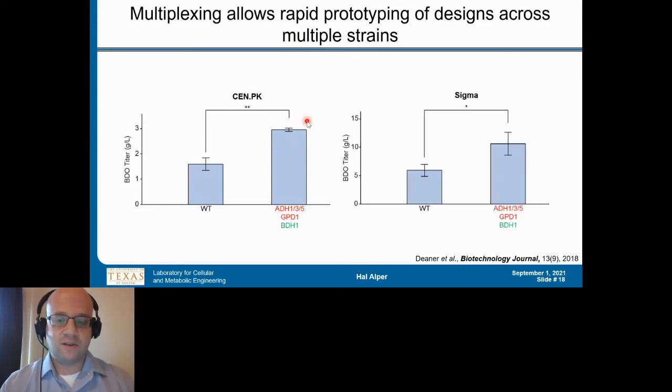in this case, the Sigma strain, we get almost that same fold improvement, but we get a very different y-axis here, right? So here the baseline is sitting above 5 grams per liter, and we're getting above 10 grams per liter production of BDO. Same pathway design, same guide RNA design, just putting it into a slightly different yeast strain. So this really shows the utility of being able to use these multiplex guide RNA approaches to program and prototype cellular systems.